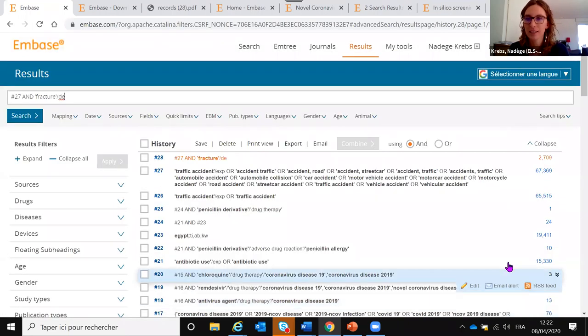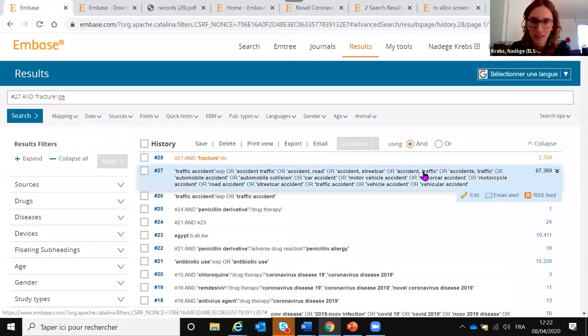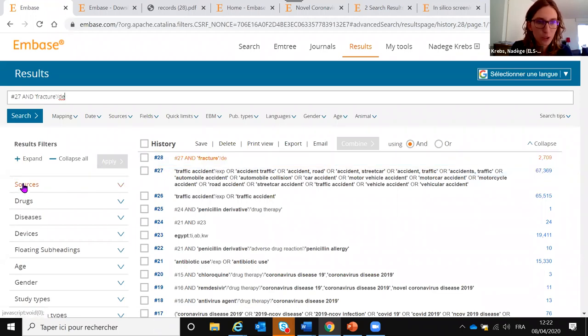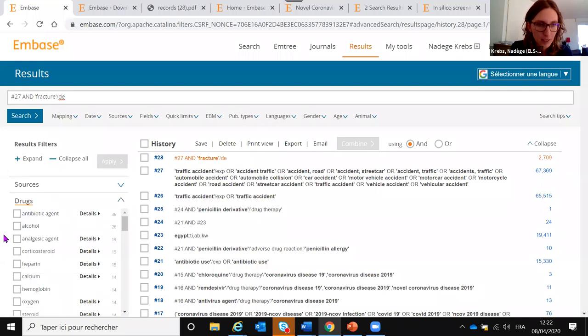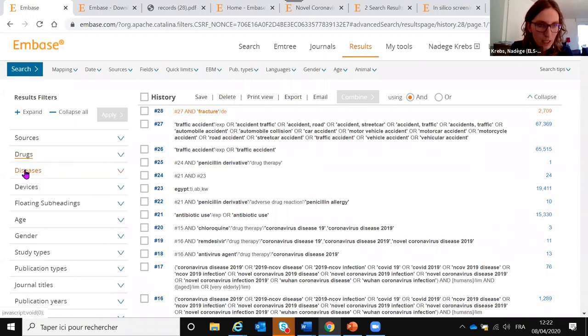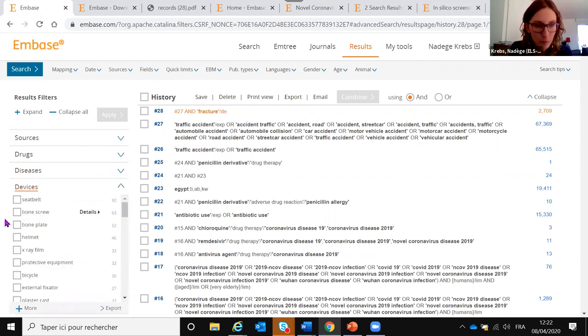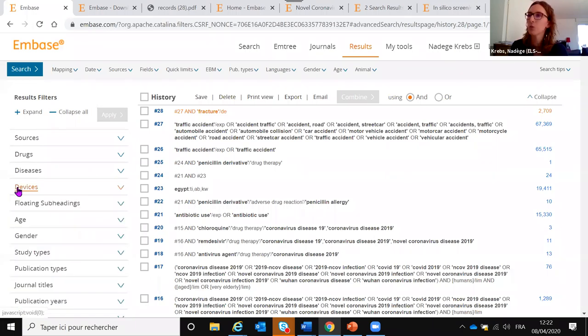And then it's going to select from 67,000 results, we go to 2,709. Okay, and here maybe in fracture, then we can reuse the subheadings on the side and say, in fractures that are due to traffic accidents, what are the drugs that are often used? Antibiotic, analgesic, yeah, that makes sense. Corticosteroid, heparin, that makes sense also. Oxygen and so on. Okay, here we have the drugs. We have the diseases, which are fracture, injury, multiple trauma, thorax injury. And we also have in the devices, all the things that can be a bone screw, yeah. Helmet, x-ray, protective equipment.